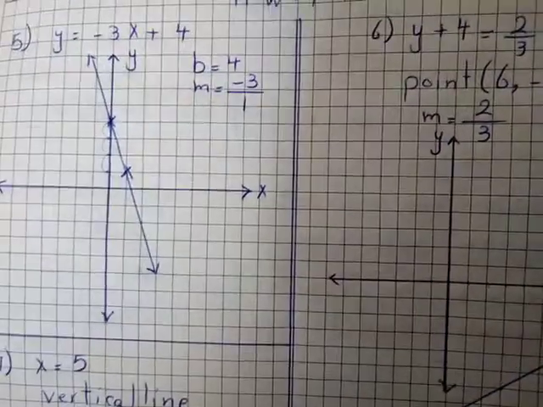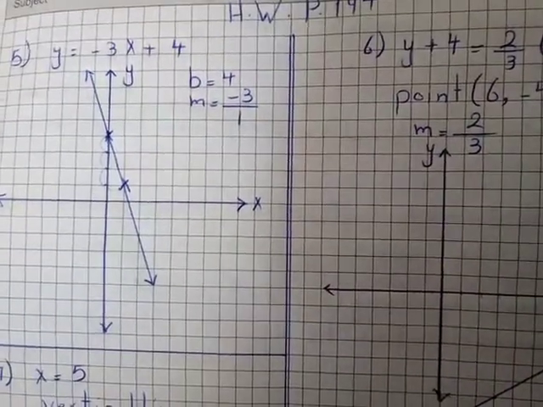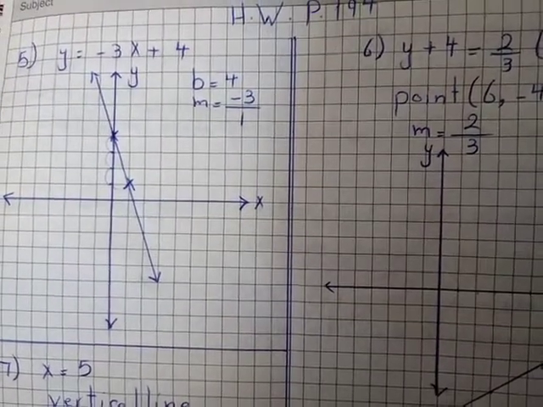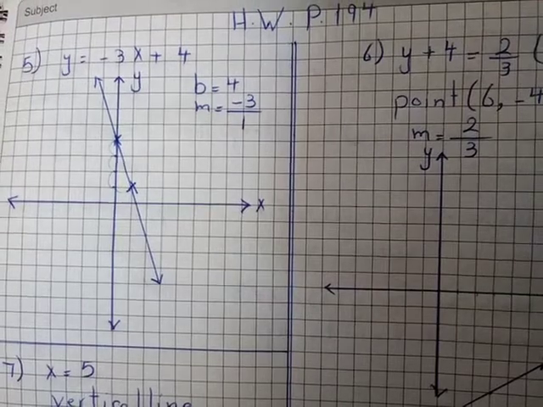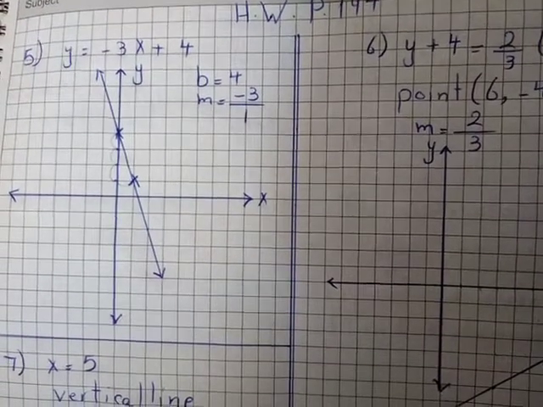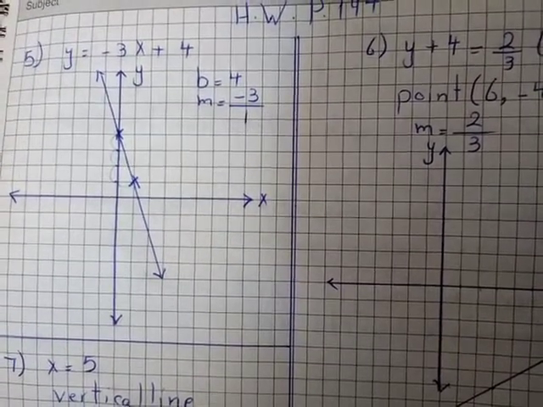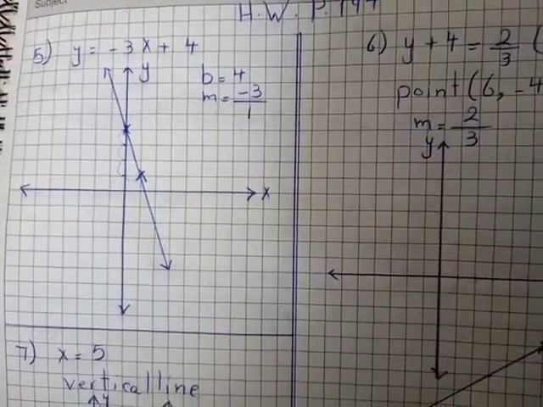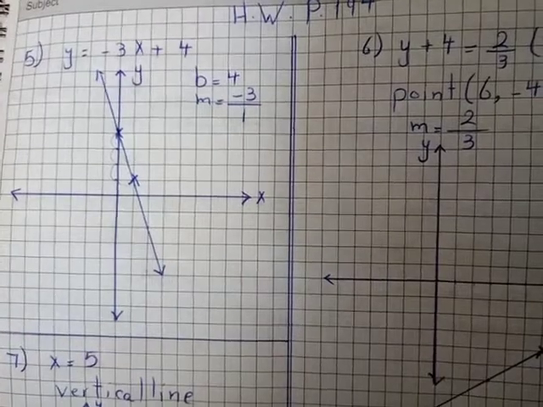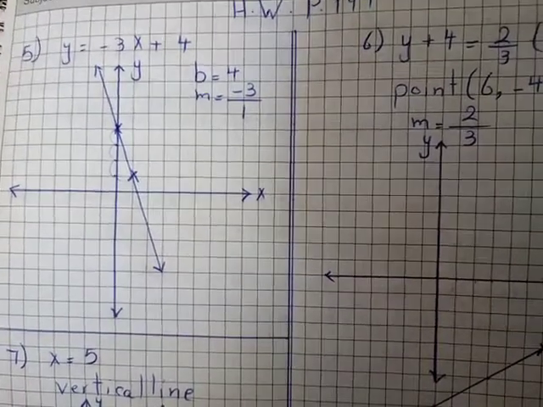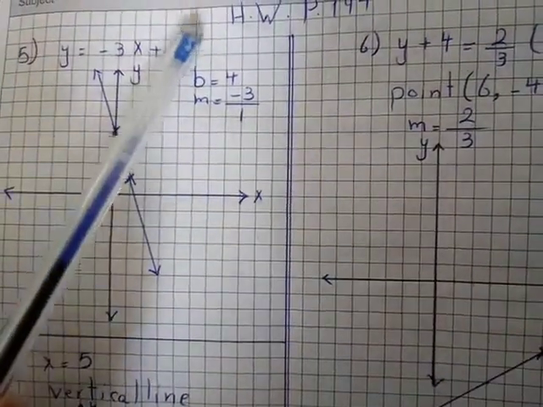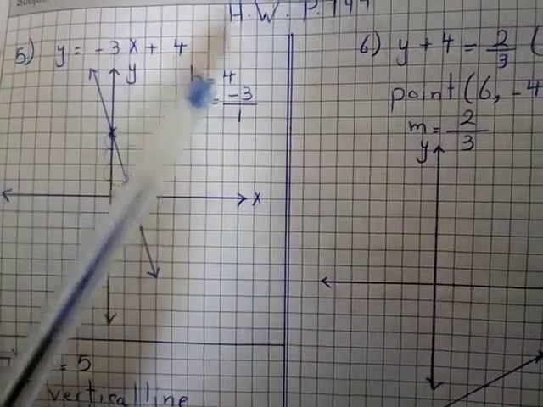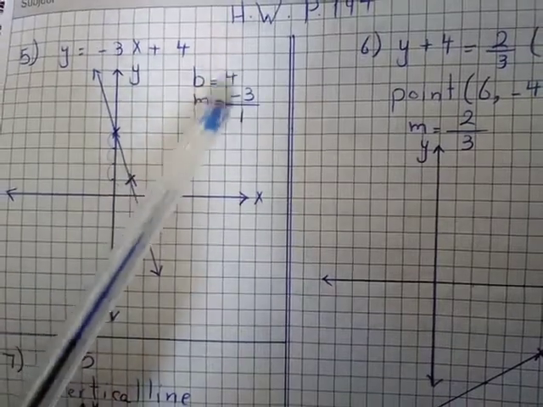To graph any line, you must know which form this equation is in. So y equal negative 3x plus 4. In which form? Y equal mx plus b, in slope-intercept form. Excellent. From this equation you can get b, or the y-intercept. It's 4. And what is the slope? The slope here is negative 3. So the b is 4 and the slope is negative 3.